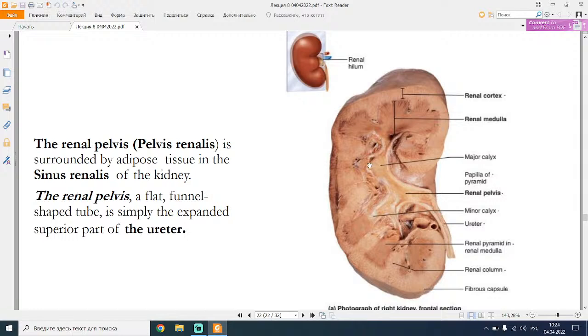This is the minor calyx. This is the major calyx, and the renal pelvis. This is the renal cortex. This is, you see, the renal medulla. And the fibrous capsule.